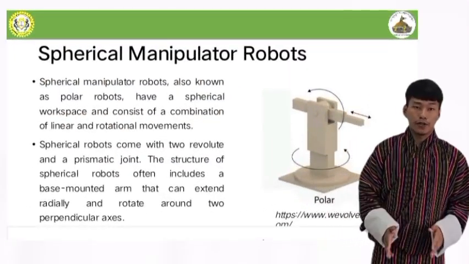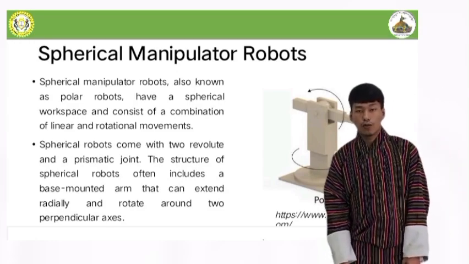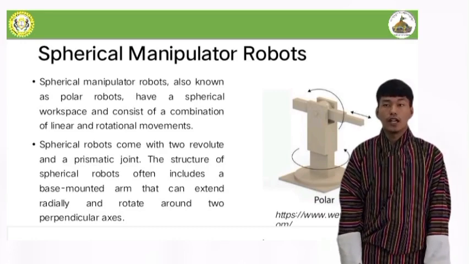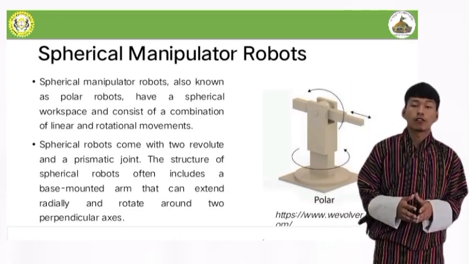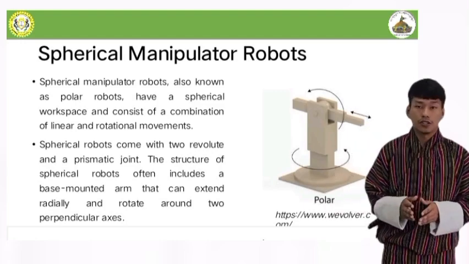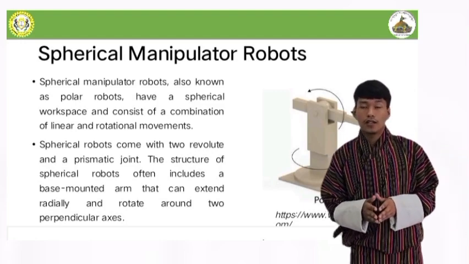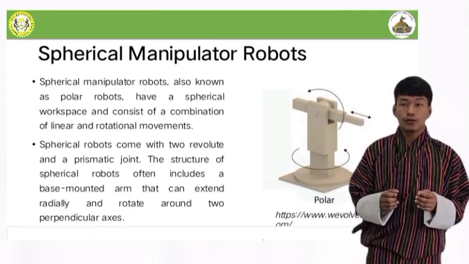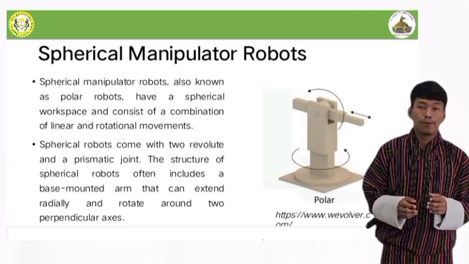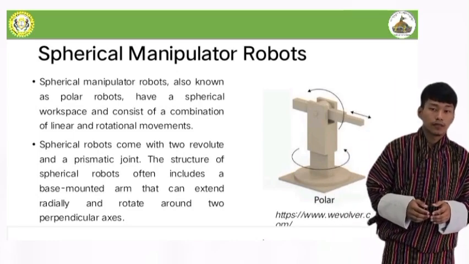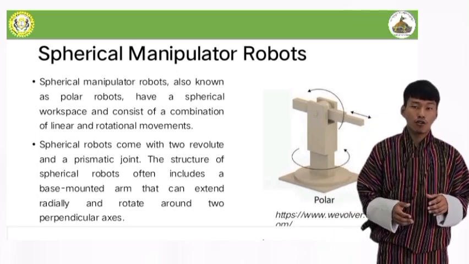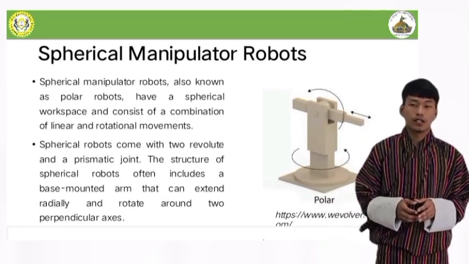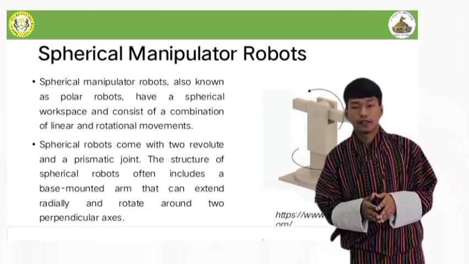Next is spherical manipulator robots. Spherical manipulator robots, also known as polar robots, have a spherical workspace and consist of a combination of linear and rotational movements, same as the cylindrical manipulator. This spherical robot comes with two revolute joints and a prismatic joint. The structure of a spherical robot often includes a base mounted on an arm that can extend radially and rotate around two perpendicular axes.